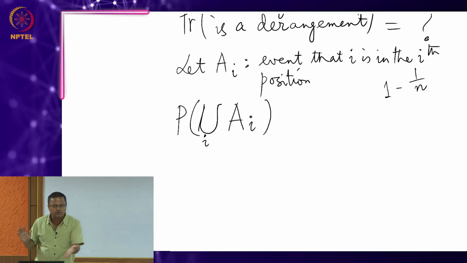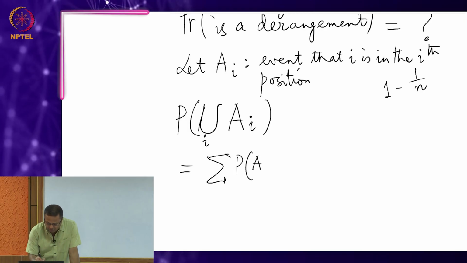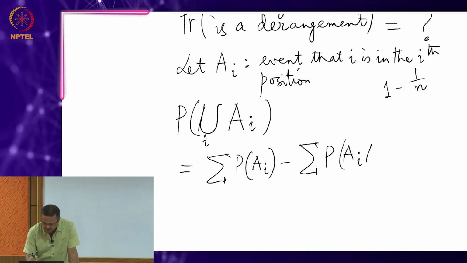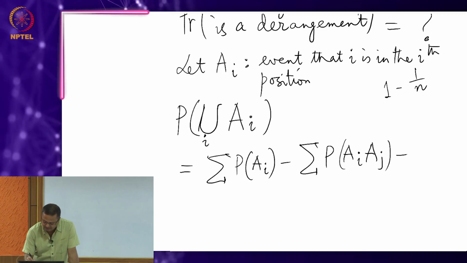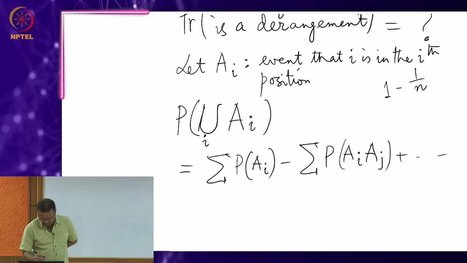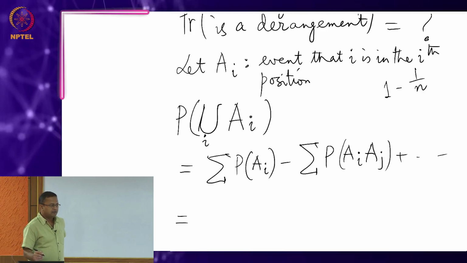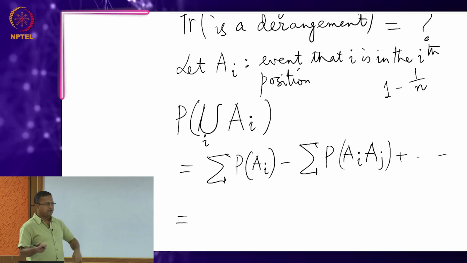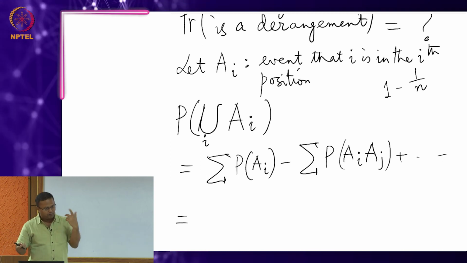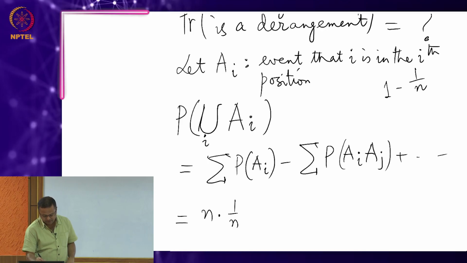Now you know the principle of inclusion and exclusion, apply it. This is the sum of P of A_i minus the sum of P of A_i intersection A_j, and so on and so forth. Okay. What is each one of the first terms? P of A_i. What is the probability that the ith letter goes to the correct envelope? There are n choices, out of which one is correct, so 1 by n, and there are how many terms in this sum? n. So, this is n into 1 by n.